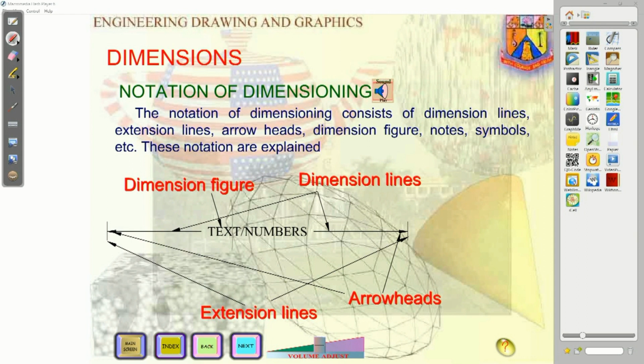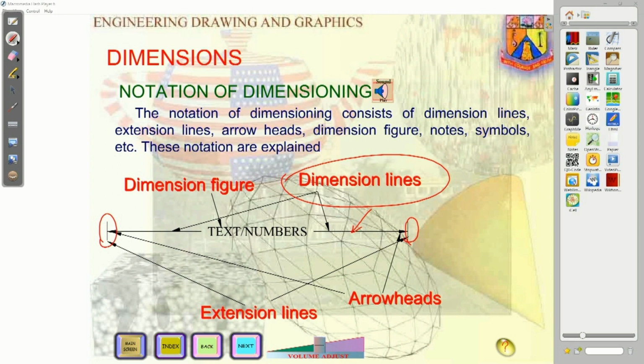Notation. The notation of dimensioning consists of dimensions. Dimension lines were here. So what about these dimension lines? Already I said dimension line should be continuous thin. There are two ends, and extension lines. These two ends, this is extension lines. Extension line must be perpendicular to the dimension lines.